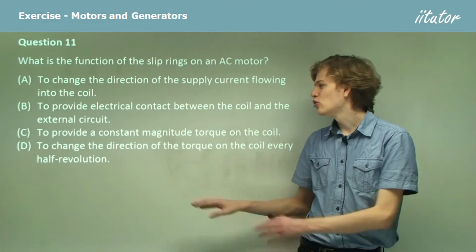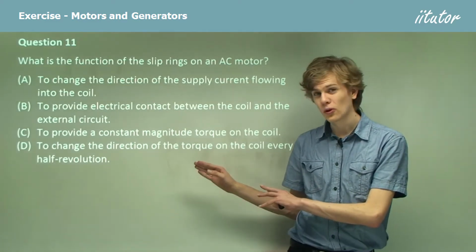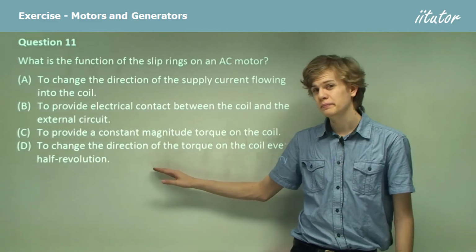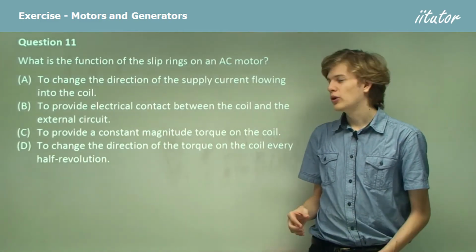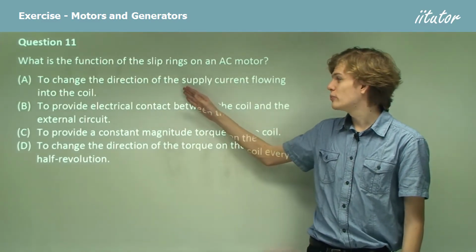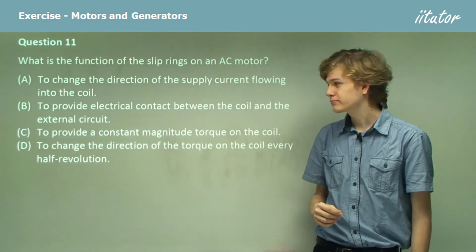Now, if we have a motor, we don't want to change the direction of the torque on the coil, right? That would result in the motor stopping. So it's not going to be D. We also know that we're not going to change the direction of the supply current because that's already changing, so it won't be A, right?